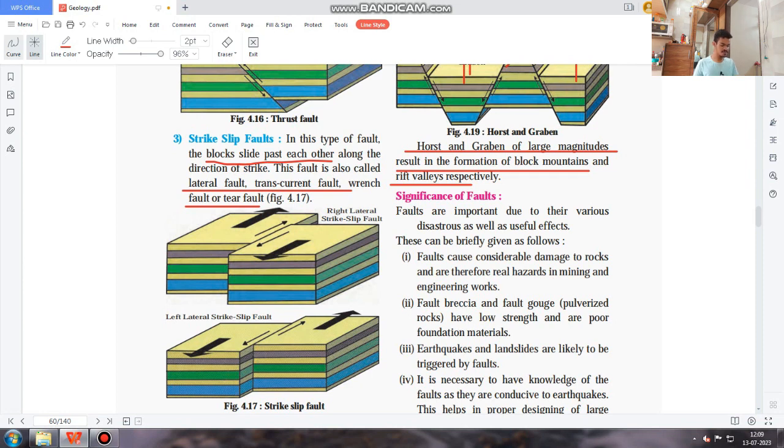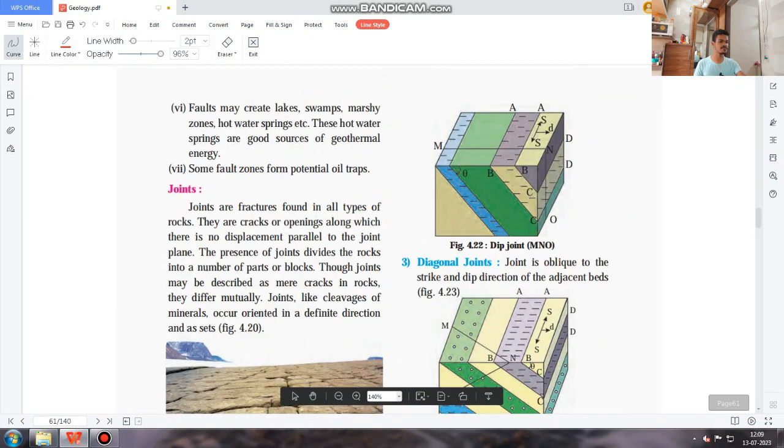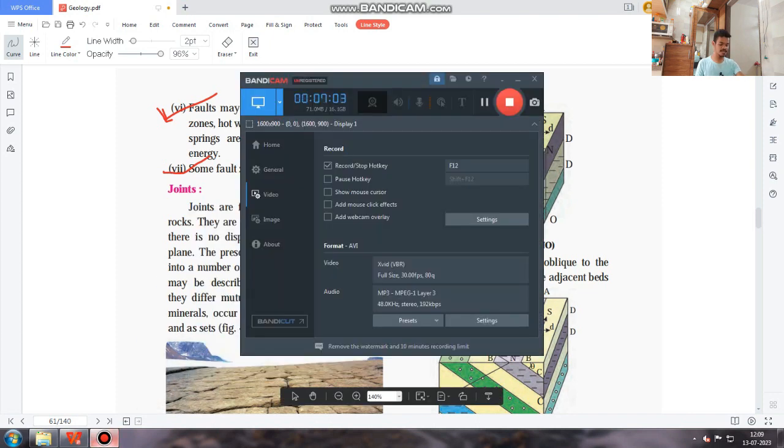Significance of faults. I'll tell you this: learn the first three, 1, 2 and 3, and then learn this one and the 7th one. Just read it, and even if you know two, it is more than enough.